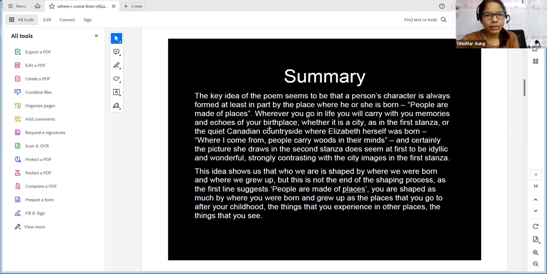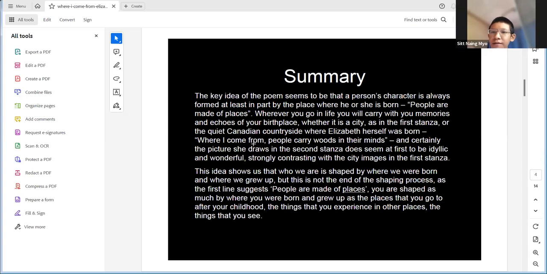In the first line, you could see that sentence. According to that sentence, a person's character, the way you live, the way you behave, is related to your birthplace, right? For example, you are from Mandalay. So the way you behave and the way you talk shows that you are from Mandalay. All right? So like this.